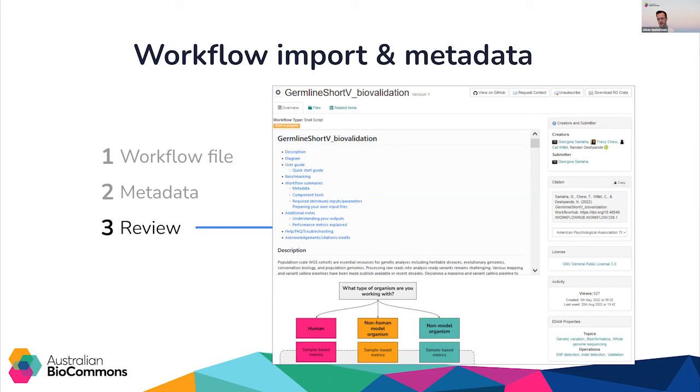So this is a Workflow Hub registry entry for a workflow called germline short biovalidation. And so you can see here a description on the left. On the right, you basically have all the associated metadata, starting with creators and submitters, the citation, license, some information about activities. So this includes things like views and downloads, but then the tags that you've assigned. So you can see down here, there are EDAM ontology topics and operations that have been added for this workflow. There are buttons at the top, so you can go directly to the GitHub repository as well.